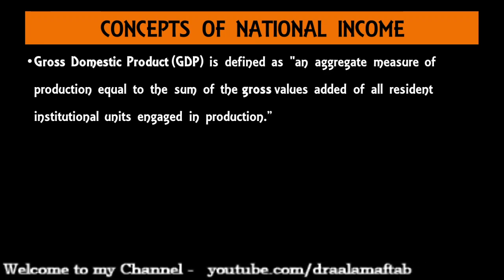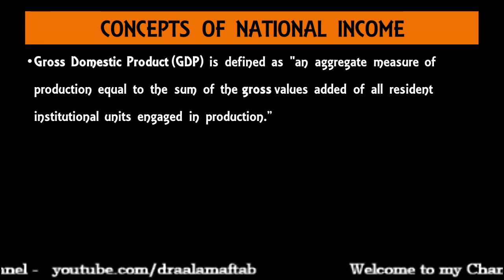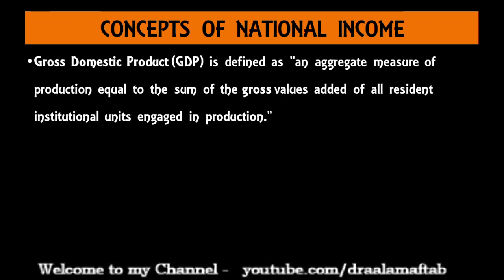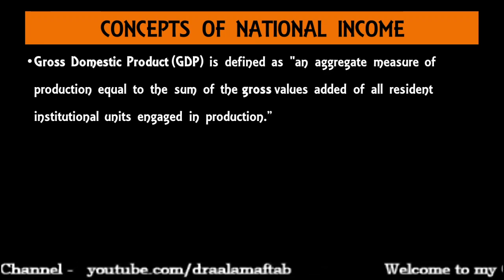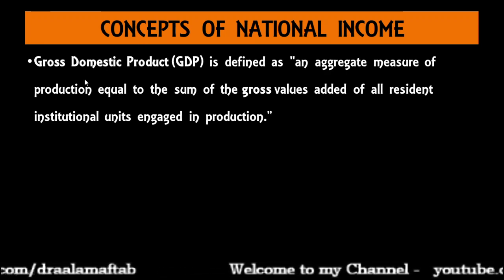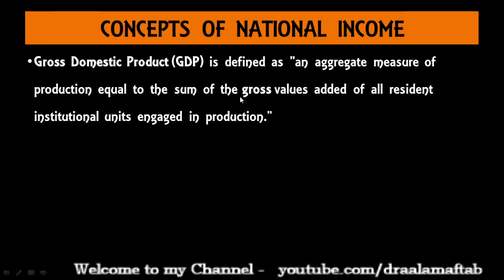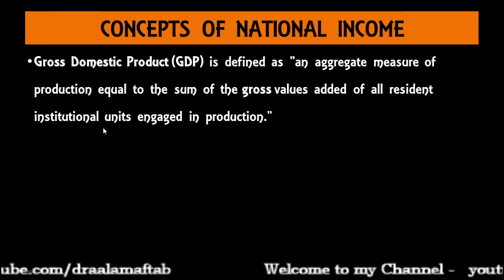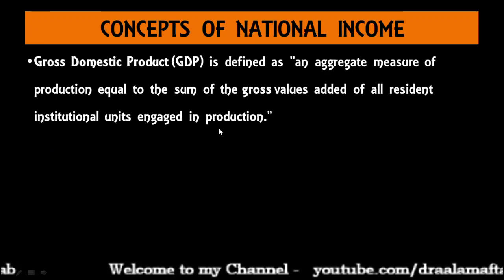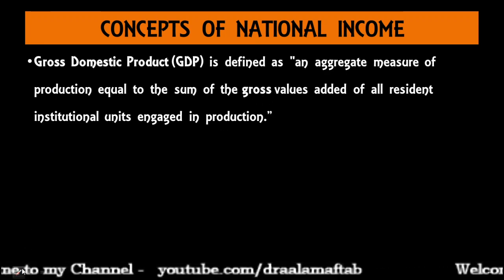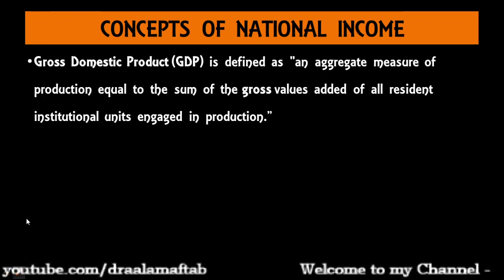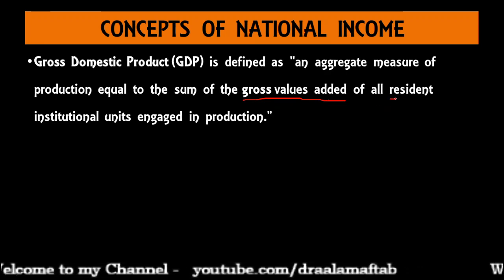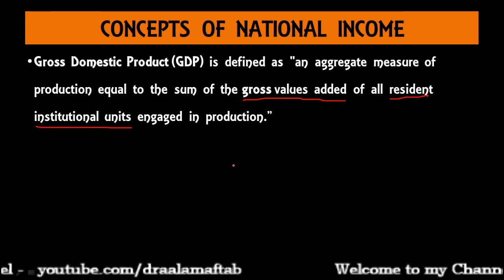The first important concept or variant of national income is GDP, that is gross domestic product. Gross domestic product is defined as an aggregate measure of production equal to the sum of the gross values added of all resident institutional units engaged in production. This is the gross value added by all resident institutional units, right?